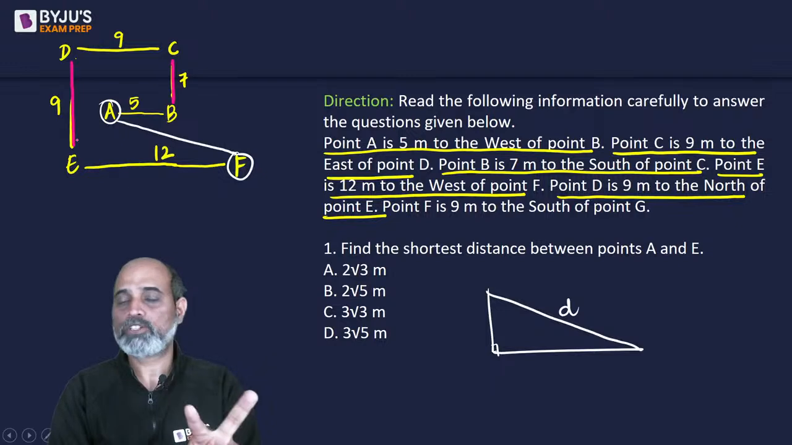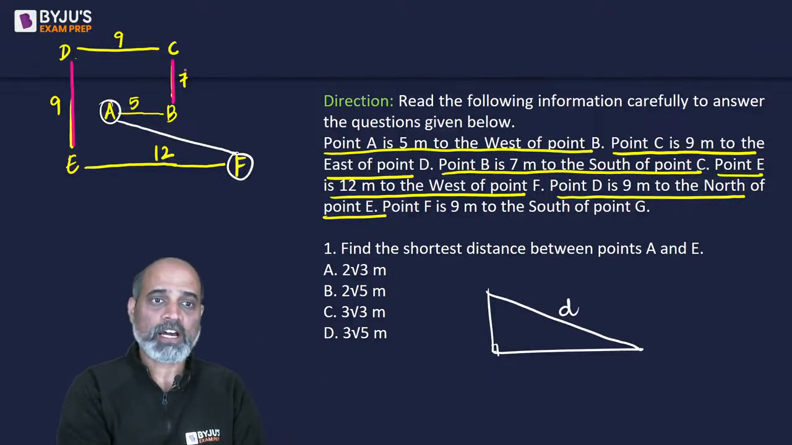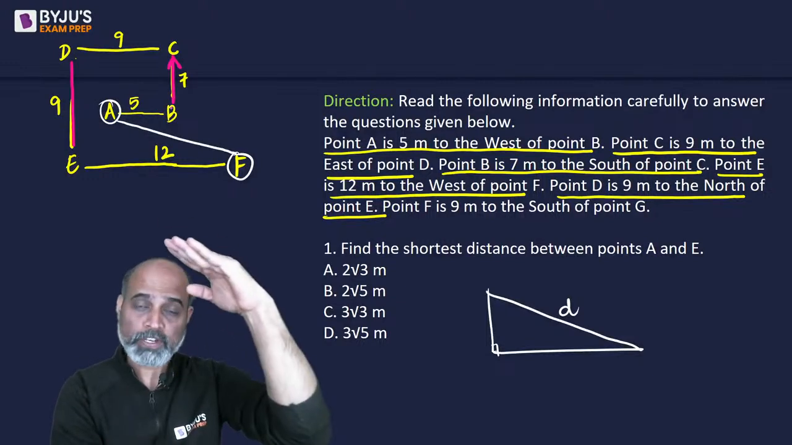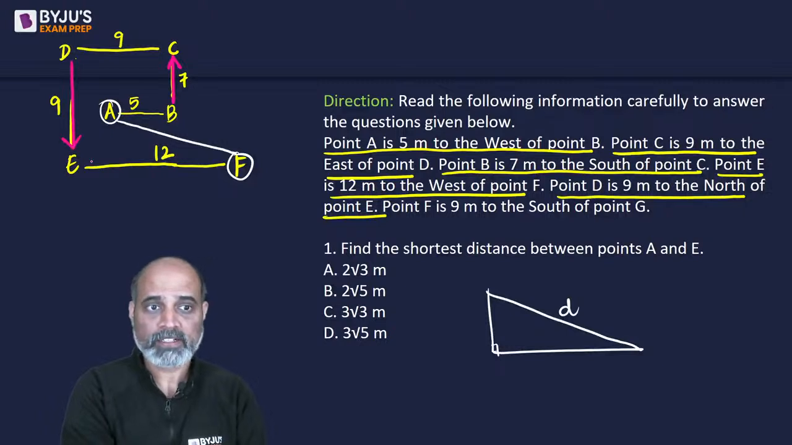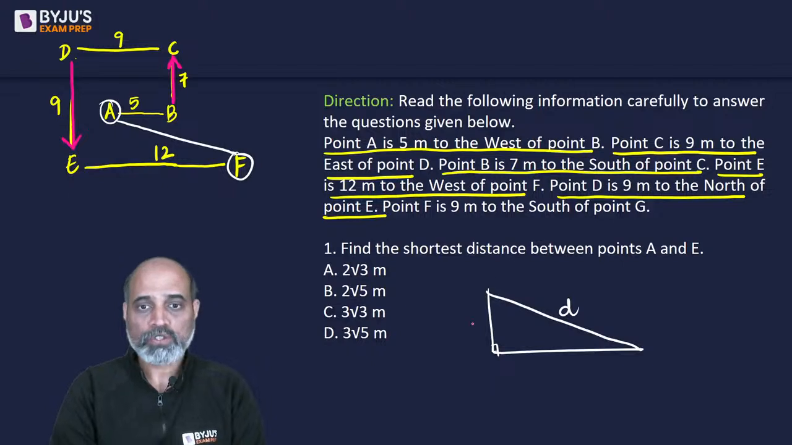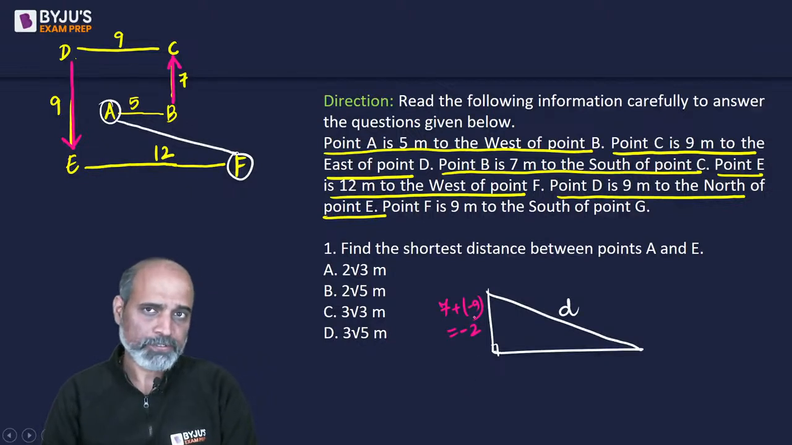So there are two vertical lines that exist in this diagram, 7 and 9. Now 7 was, so if I draw the arrow, 7 was moving upwards towards the north, and this 9, that is D to E, it was moving towards south. So if I take north as plus, the south is going to be negative. So this is -2. Don't be worried about the negative sign.